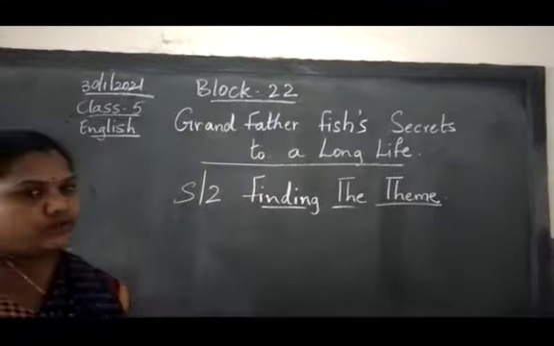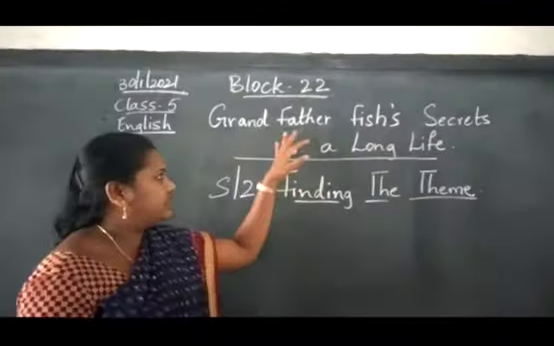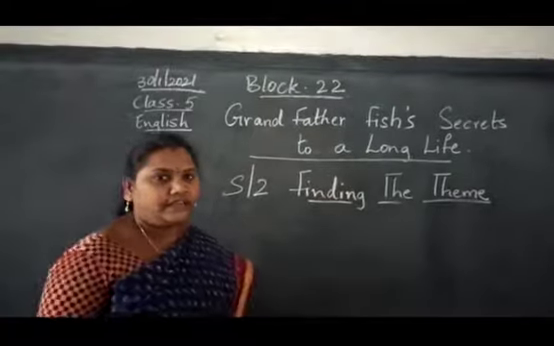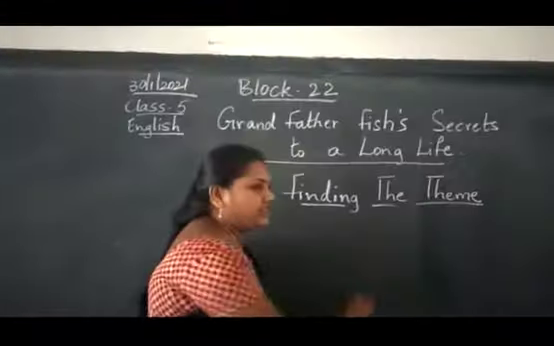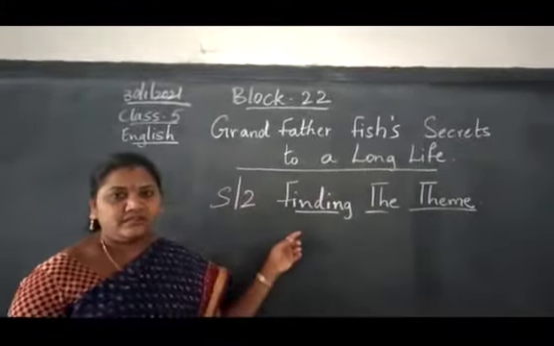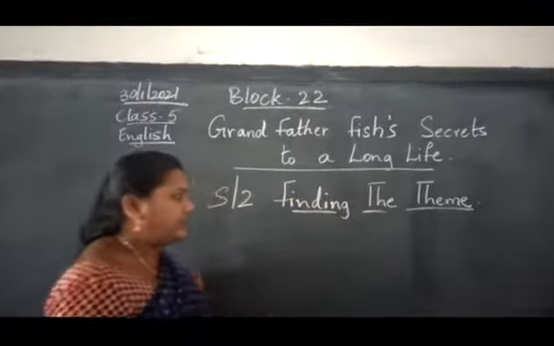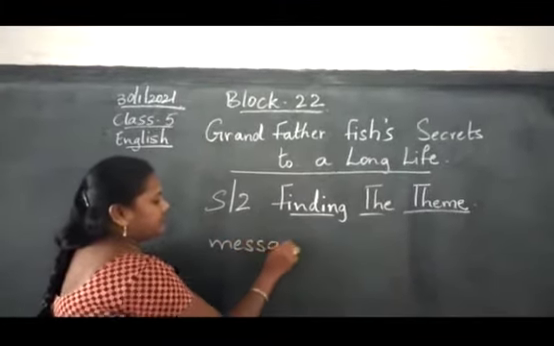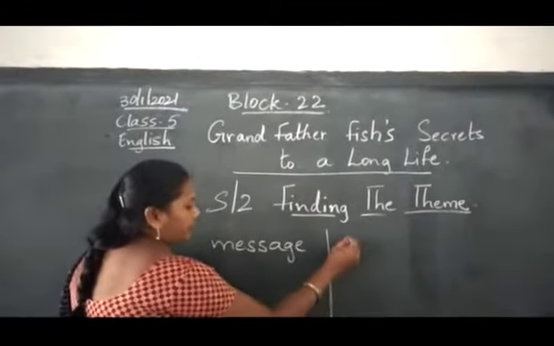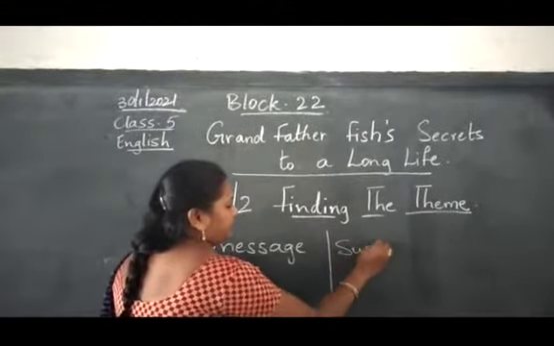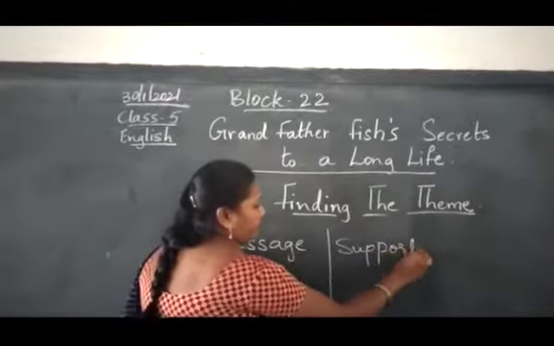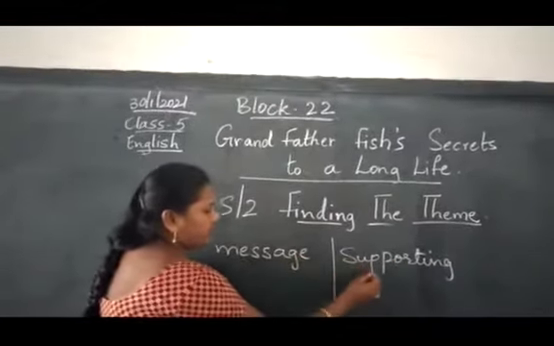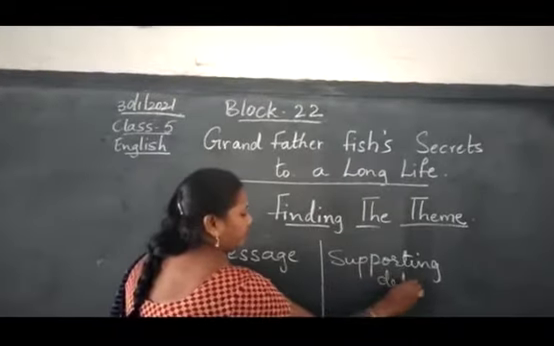In our previous class we have completed our lesson 7, that is Grandfather Fish Secrets to a Long Life, and today our topic is finding the theme. To find a theme, what do we need? Message. What is the message the fable gives us, and what are the supporting details? Supporting details means evidence. For this message, what is the evidence?